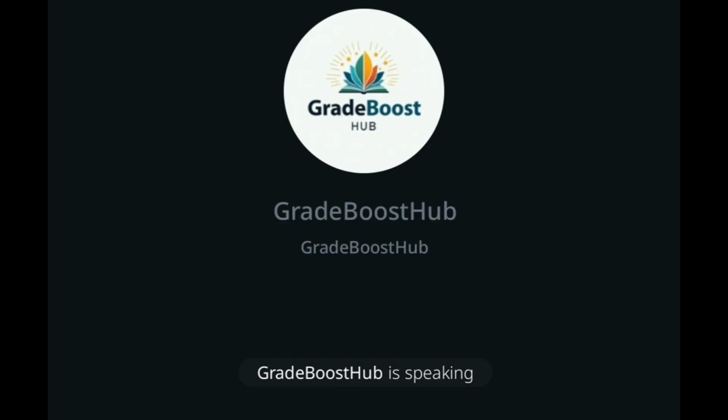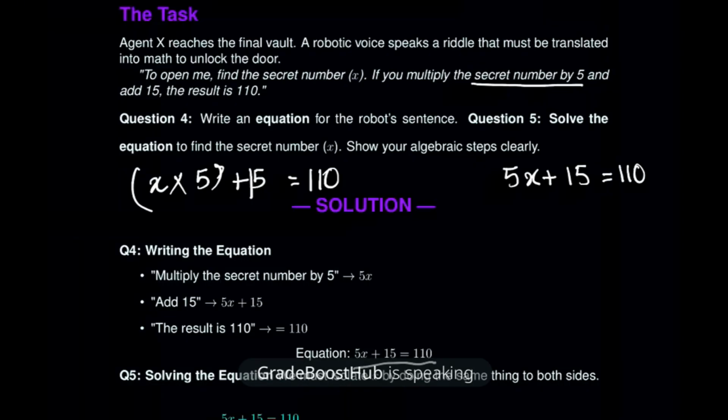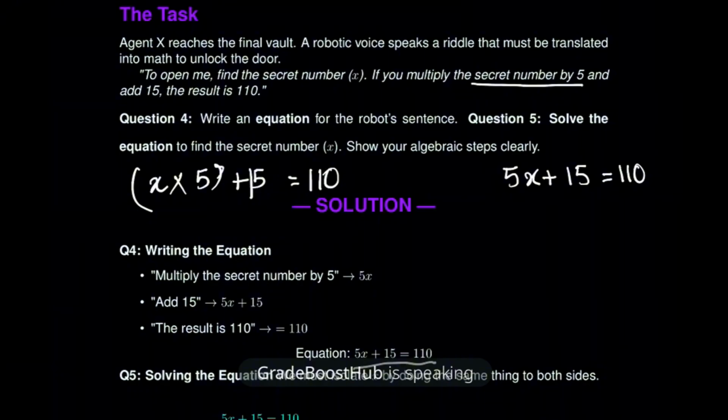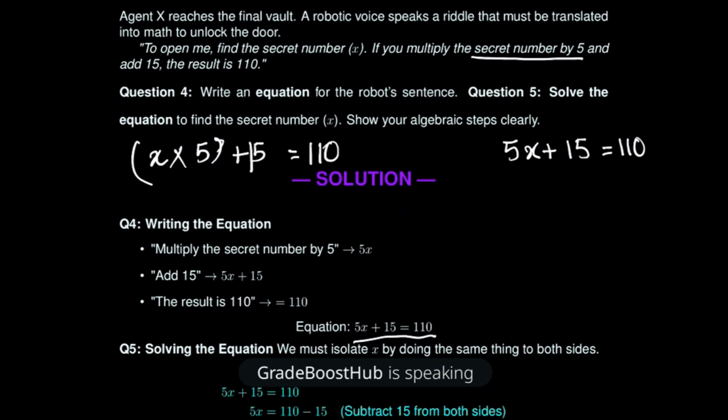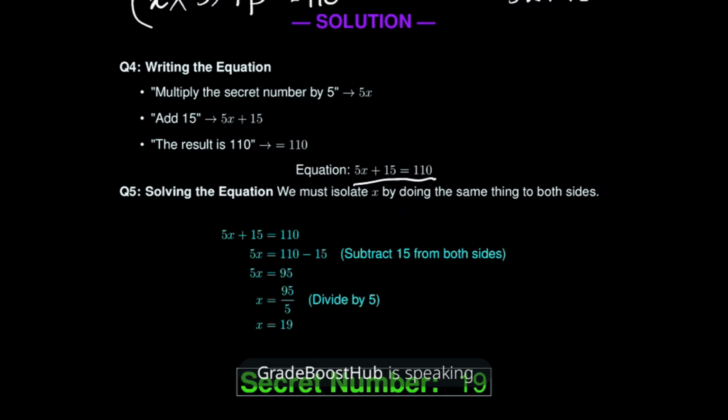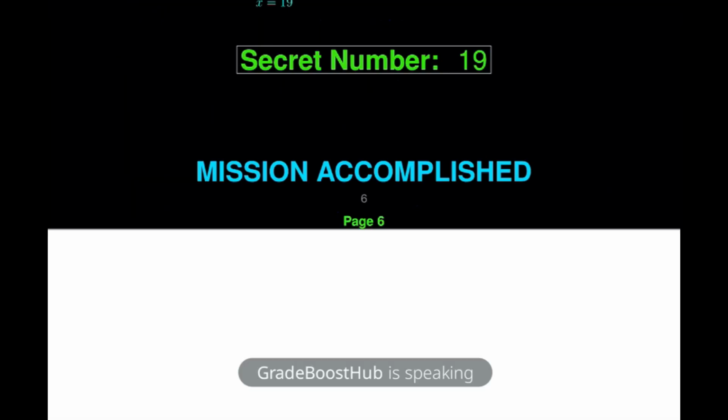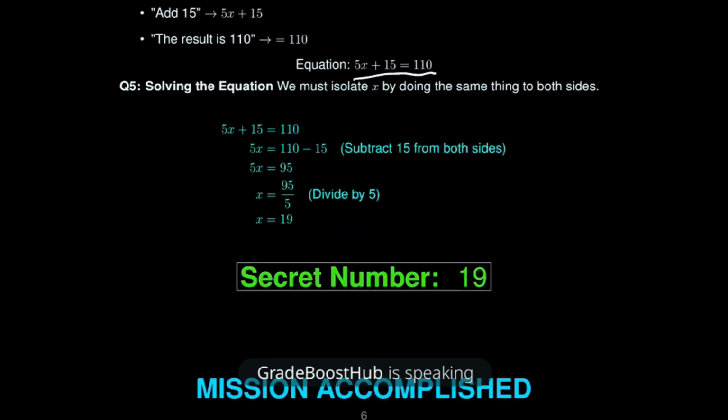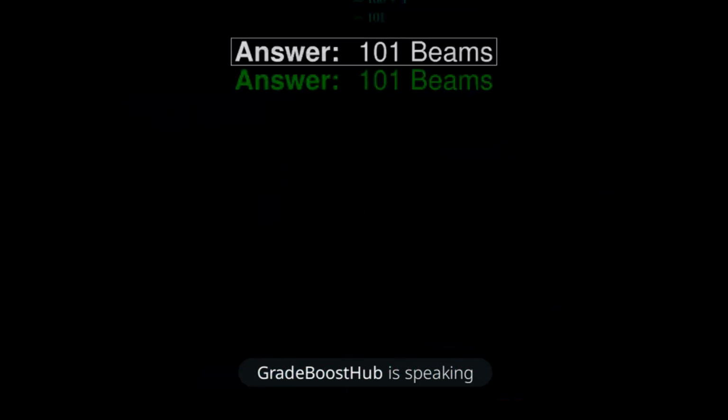Then question 5 says solve the equation to find the secret number x. So let's solve this equation. We do simple algebra: we subtract 15 from both sides, so we get 95. Then we divide both sides by 5, and we finally get that x is equal to 19. So the secret number decoded is 19. We have finally accomplished the mission, and that's how we helped Agent X.